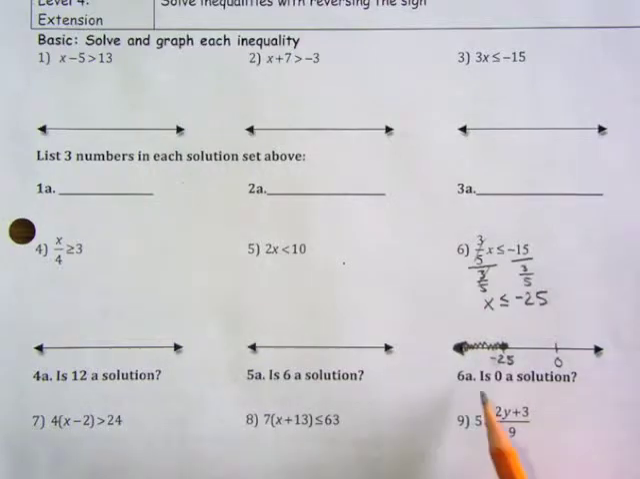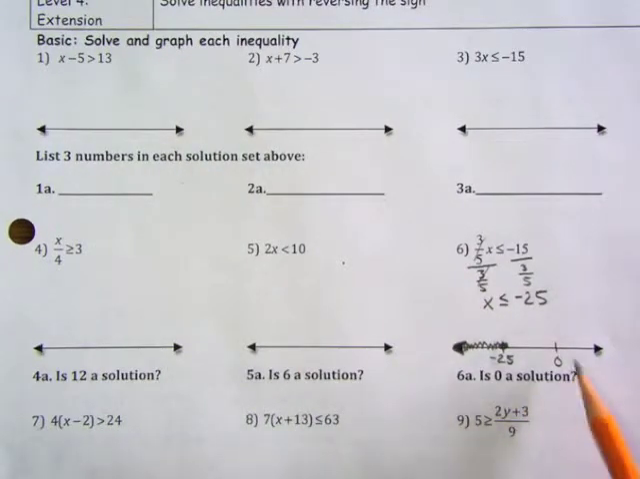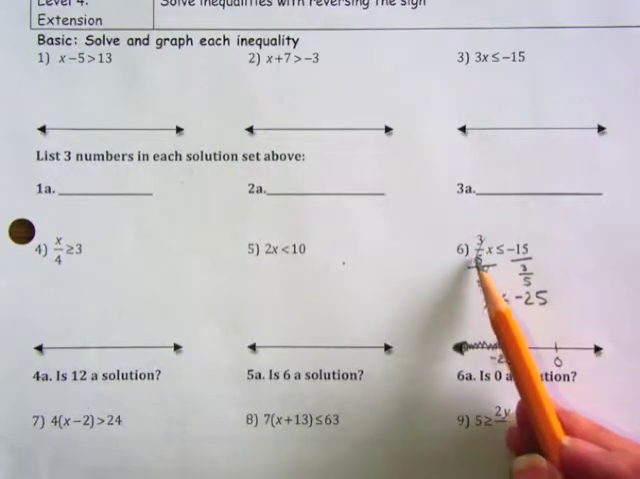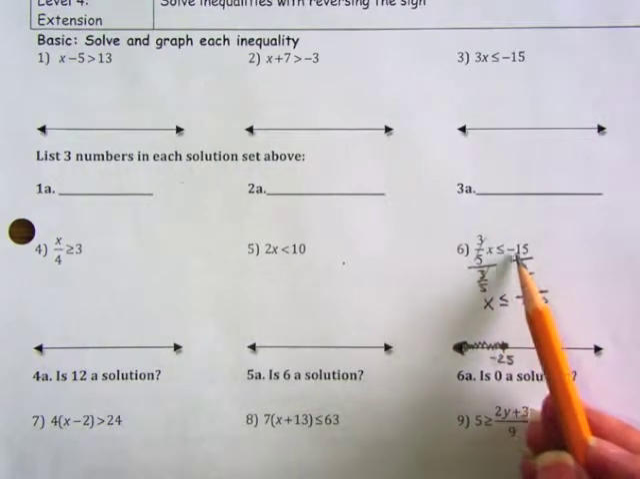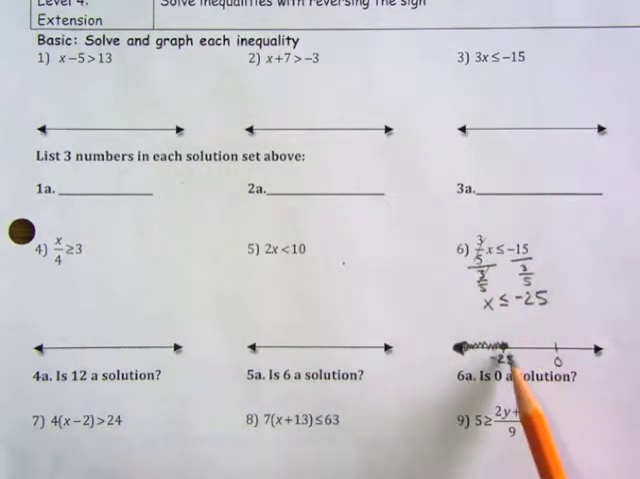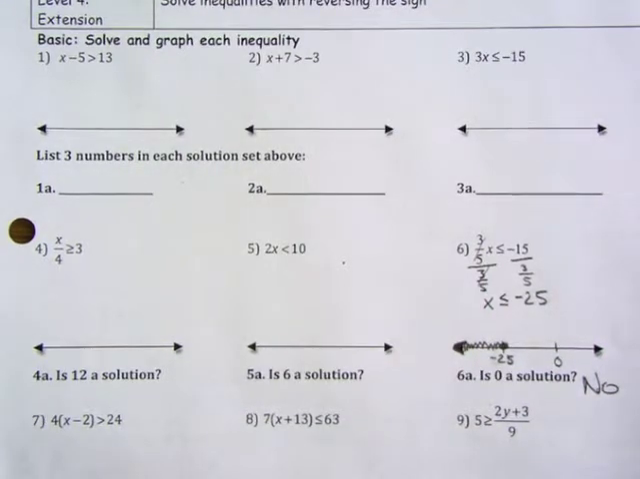Now, the question that follows that, 6a, goes with problem 6. It asks, is 0 a solution? I can answer this question in multiple ways. I can put it back into the original problem, do 3/5 times 0, which is 0, and ask myself, is 0 less than or equal to -15? No, 0 is bigger than a negative number. Or I can look at my graph and see 0 is over here on the right. It is a bigger value than -25, so no, it is not a solution. It's not in the shaded area.